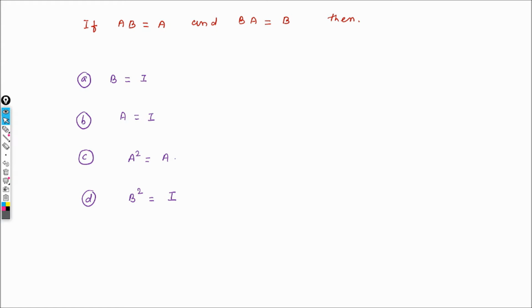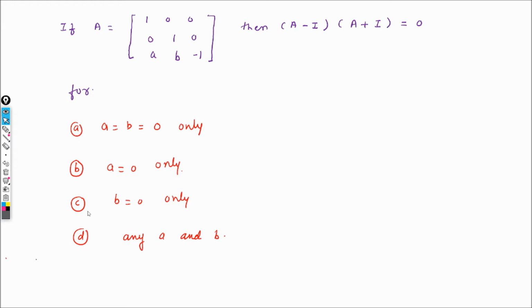So let us see again one more important question here. If AB is equal to A and BA is equal to B, what is given here? AB is equal to A. B is equal to BA. So this is equal to A. So AB is equal to A here. A into A is equal to A. So A square is equal to A. So therefore our option will be C.